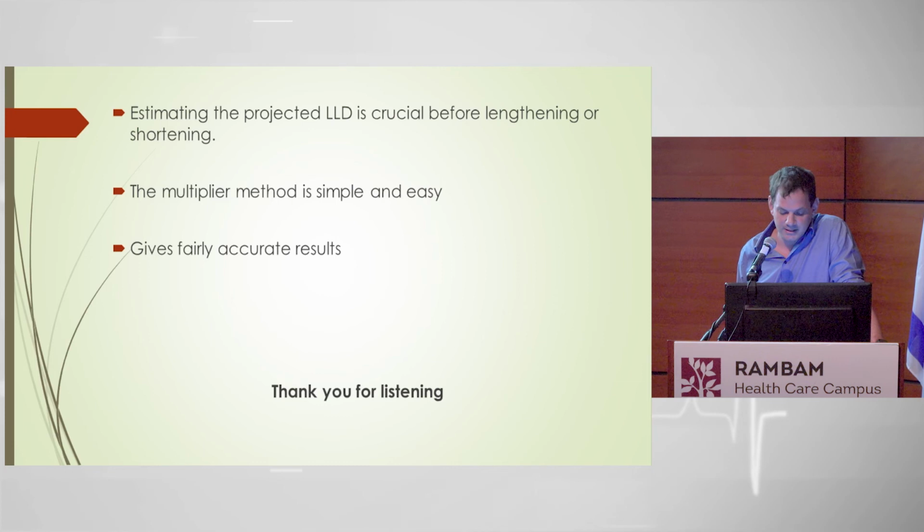Estimating the projected LLD is crucial before lengthening or shortening procedures. It can help determine which surgery we choose, the anatomic location, and the timing of the surgery. The multiplier method is simple and easy to use and gives fairly accurate results.